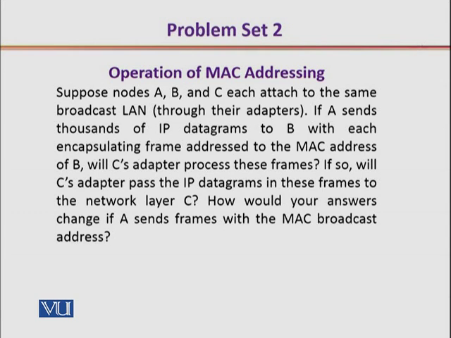And if at all C processes them, would it pass the IP datagrams to the network layer of its own computer? What if, instead of using the MAC address of B, A chooses the broadcast address, that is all Fs? How would the behavior of C change?